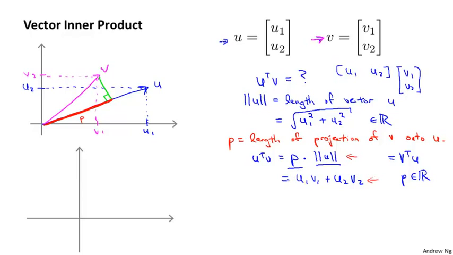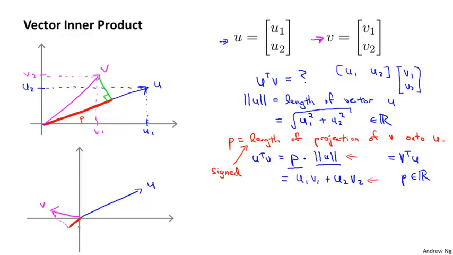Just one last detail: p is actually signed, so it can be either positive or negative. Let me say what I mean by that. If u is a vector that looks like this, and v is a vector that looks like this, so the angle between u and v is greater than 90 degrees, then if I project v onto u, what I'll get is a projection that looks like this.